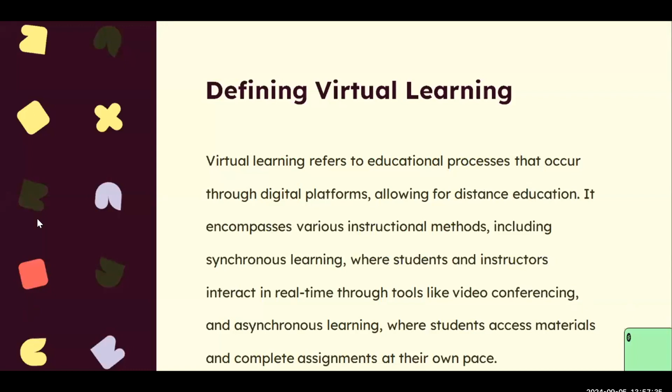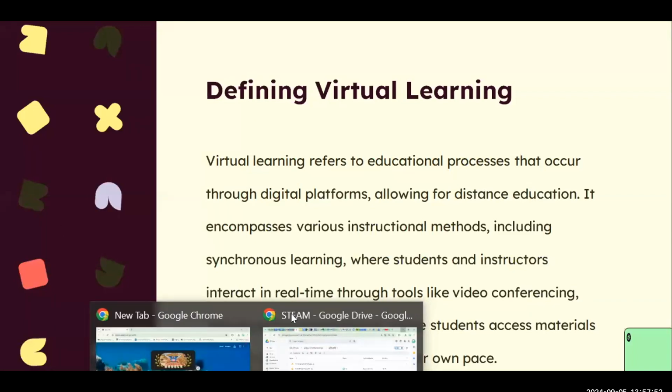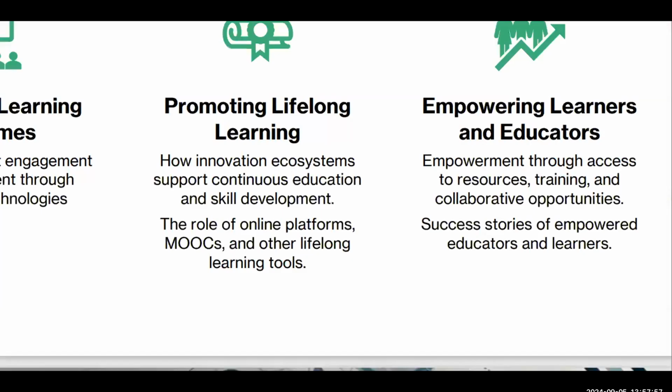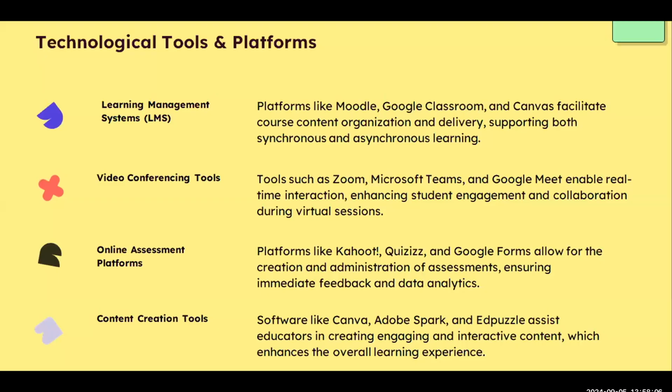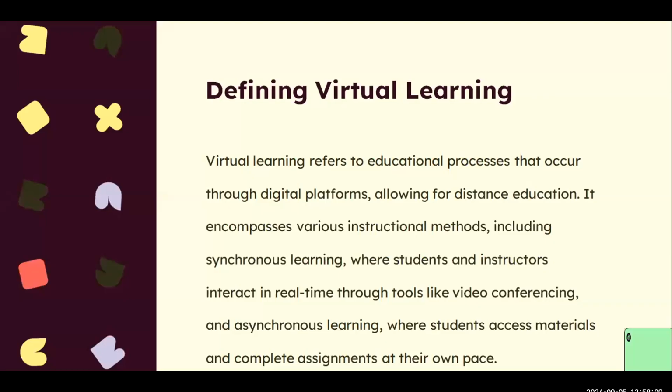We see that there are certain aspects of virtual learning. We see the scope covering what we call synchronous learning, where teachers and students interact in real time. And we also have asynchronous learning, where the students have access to materials and can complete their assignments at their own pace. Then the third one is blended learning. It's a kind of hybrid model that incorporates both online and in-person instruction.